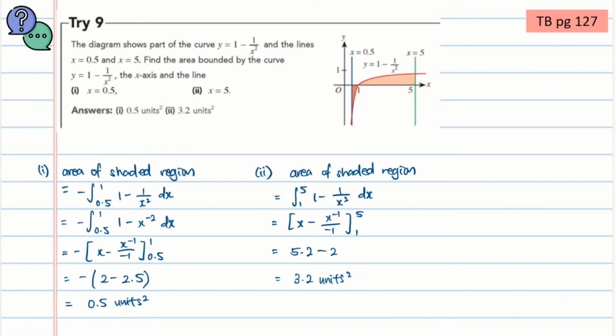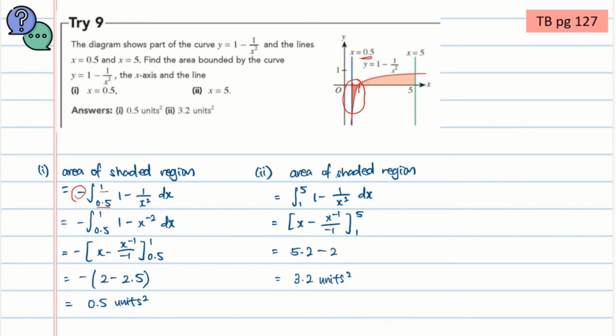So in part 1, to first find out the area of the shaded region here, we know that this value is going to be 0.5, while this value is going to be 1. Furthermore, it is an area under the x-axis. So therefore, we have to apply a negative sign for our definite integral. So we are going to do our definite integral from 0.5 to 1. It is always the smaller value at the bottom, while the bigger value is at the top. For the equation 1 minus 1 over x squared with respect to x, and then we do our integration, substitute in the values accordingly into the expression here, and we will get 0.5 units squared.